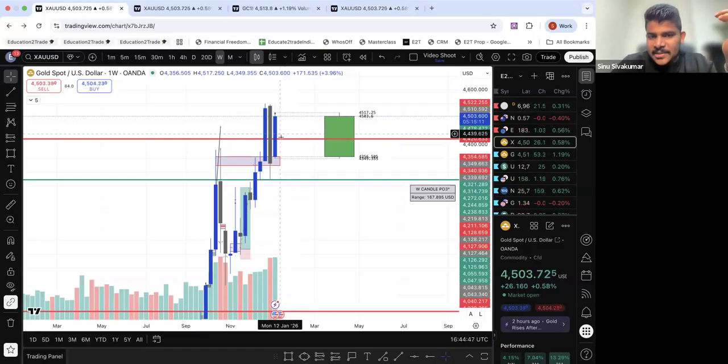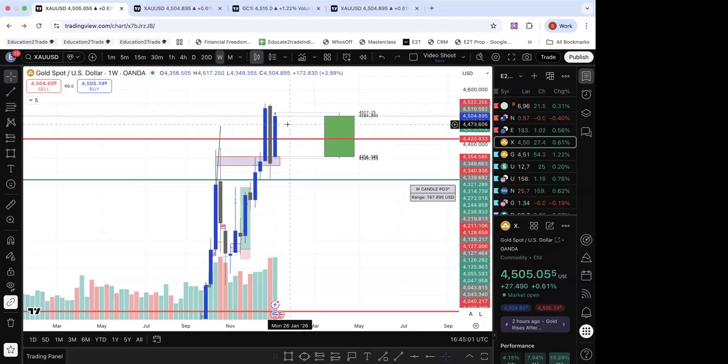And if the price is not able to close anything below 4,420, then I'll be looking for a sell on rise model. So that's how we plan for the next week's closures based on the current week by doing just candlestick addition.